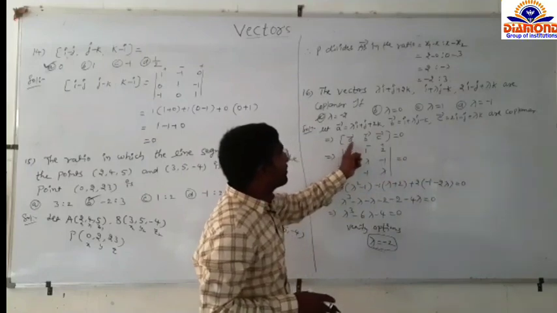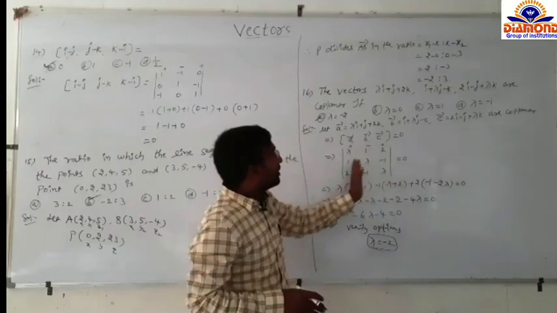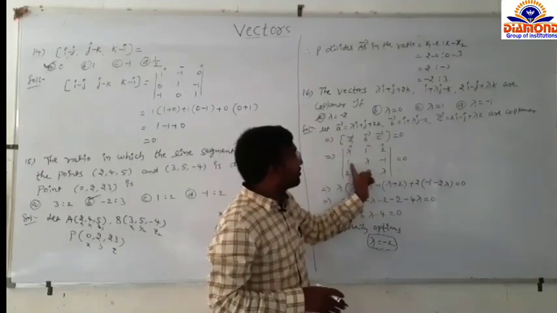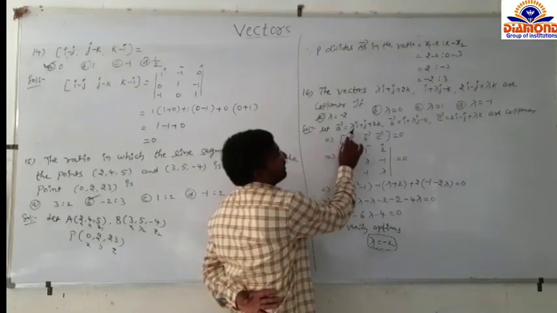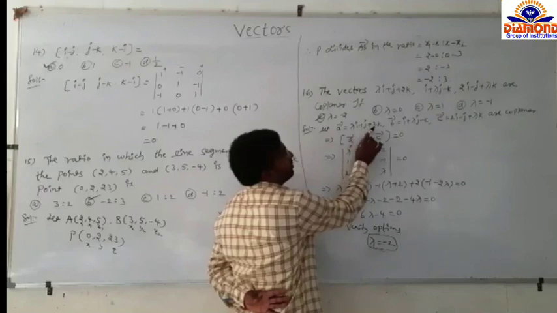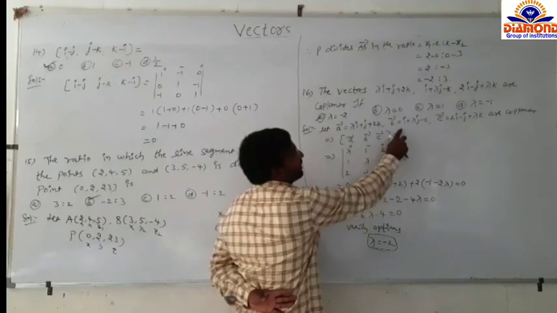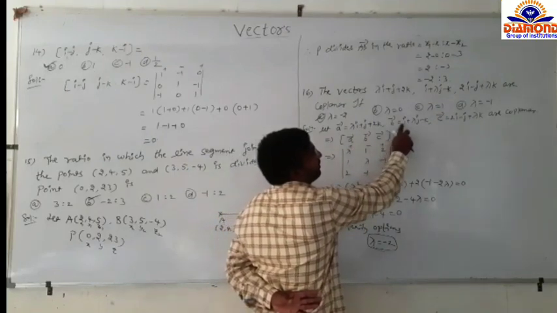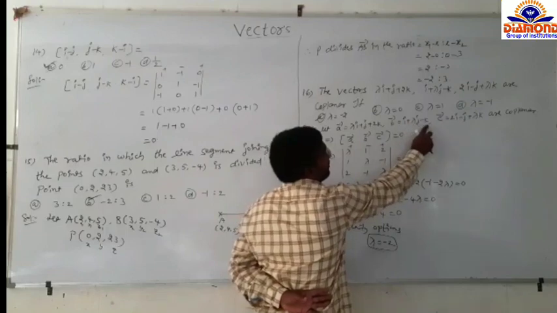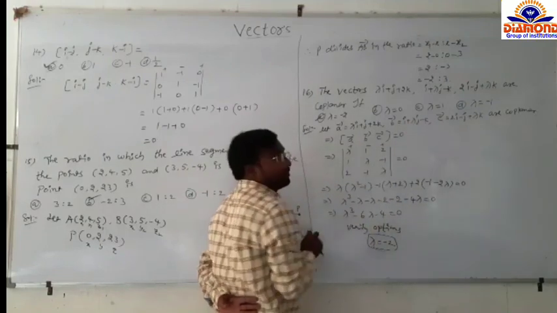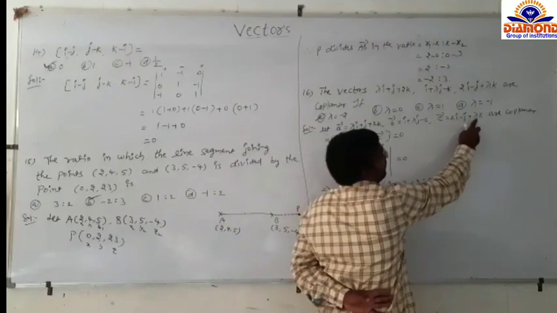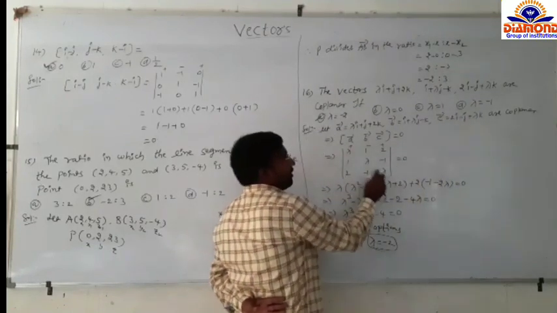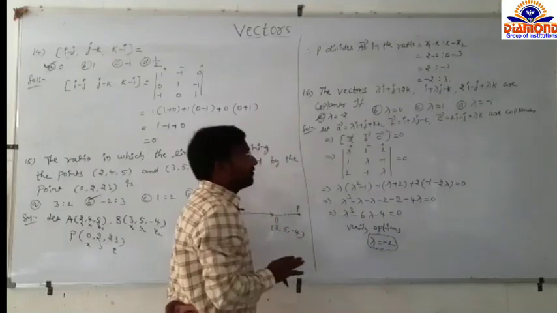Coplanar means box ABC equal to 0. Box is nothing but determinant of the 3 vector coefficients. So what is the first vector? First vector coefficients are lambda, 1, 2. Next, second vector: i coefficient is 1, j coefficient is lambda, k coefficient is minus 1. So 1, lambda, minus 1. Next, third vector coefficients: 2, minus 1, lambda. So 2, minus 1, lambda. So find out this determinant value.